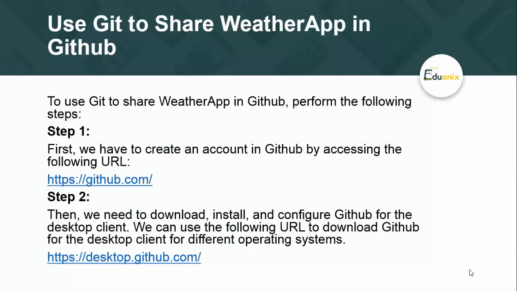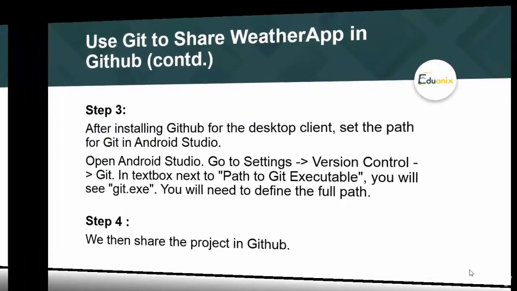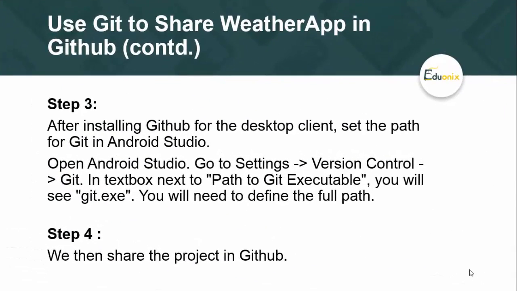To use Git to share Weather app in GitHub, perform the following steps. Step 1. First, we have to create an account in GitHub by accessing the following URL: https://github.com. Step 2. We then need to download, install, and configure GitHub for the desktop client. We can use the following URL to download GitHub for the desktop client for different operating systems: https://desktop.github.com. On the next slide, we will continue to learn how to use Git to share Weather app in GitHub.